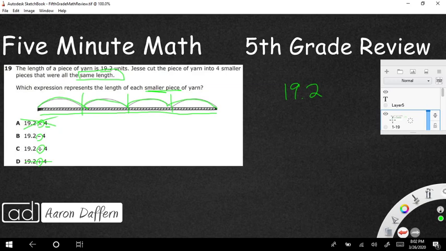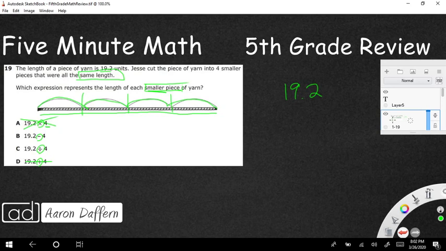Addition always makes our number bigger unless we happen to be adding a negative, and you'll be doing more of that in 6th grade next year. So really, if we want to make something smaller, we've got 2 options. We can either subtract, that makes it smaller, or we can divide.